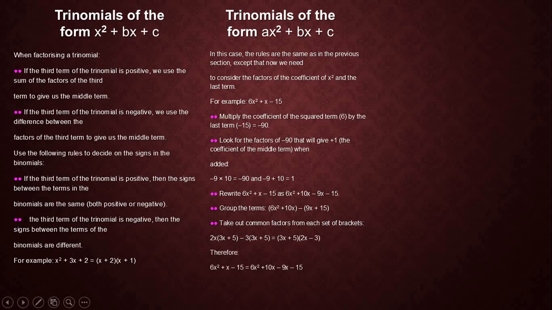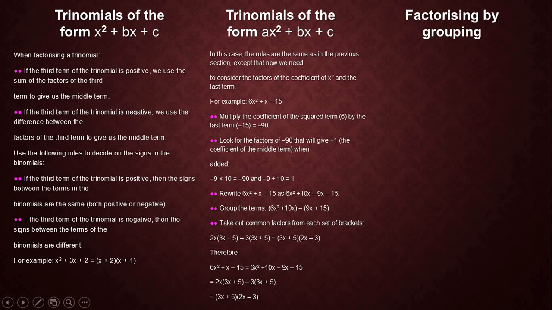Therefore, 6x squared plus x minus 15 is equal to 6x squared plus 10x minus 9x minus 15, which is therefore 2x open bracket 3x plus 5 minus 3 open bracket 3x plus 5, which is then simplified into that. Then that is how you factorize it. Please prove this on your own to see if you understand. When you prove this, you should be able to go back to the original expression.